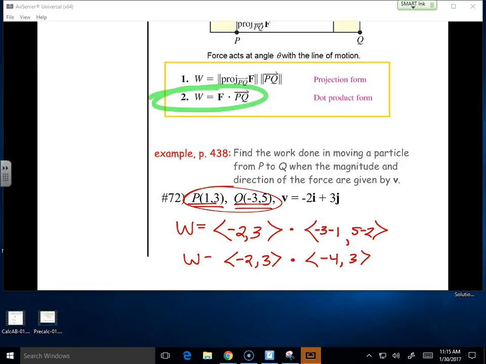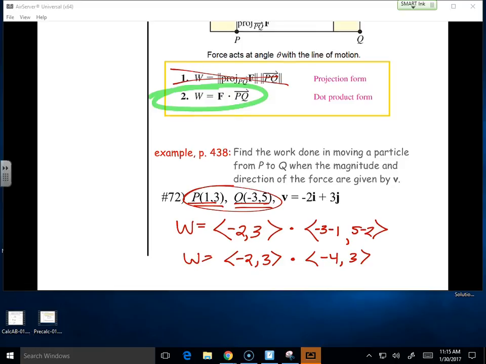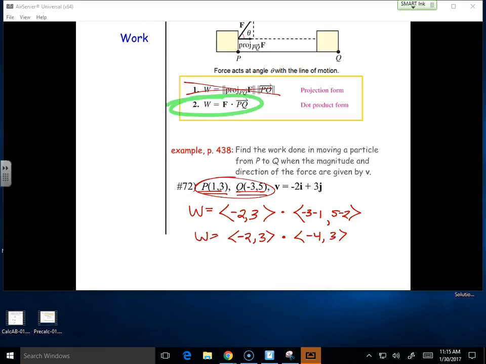The dot product simplifies so we don't have to use this nasty formula up above. And we can just do a simple dot product with the force and with the distance, and we end up with horizontal times horizontal, 8, plus vertical times vertical, 9. What's the work being done? 17. 17 what? I don't know. Sorry, they didn't give us units, or I didn't give you units. But we can say that is the work being done in moving the particle from P to Q with the force of P. Not too shabby, huh?